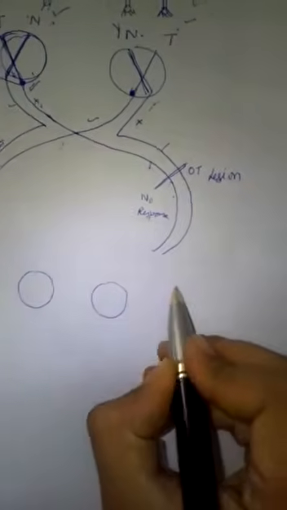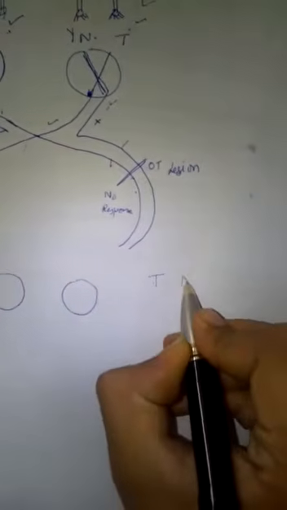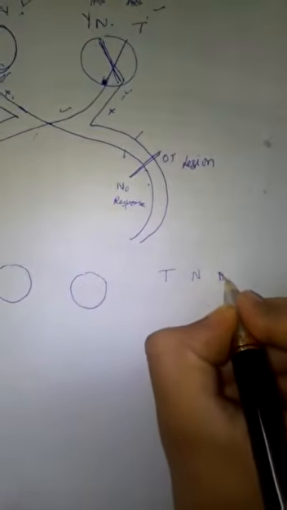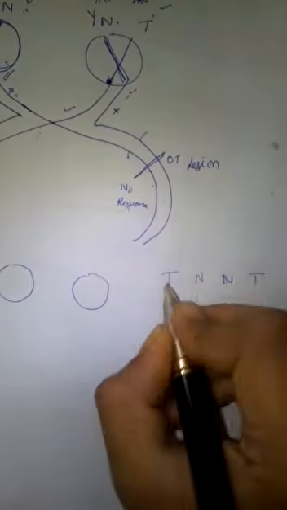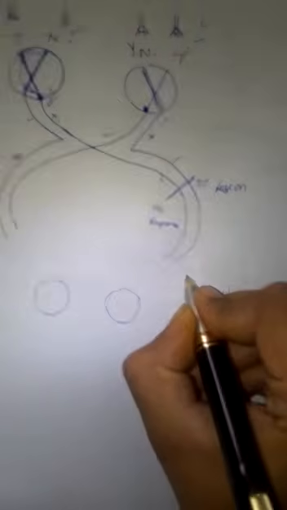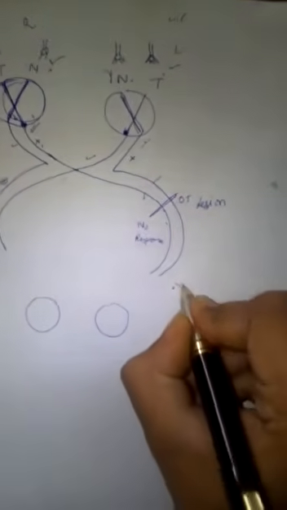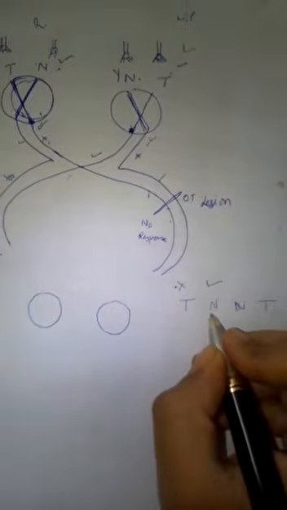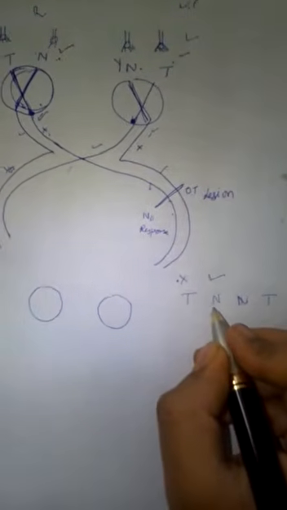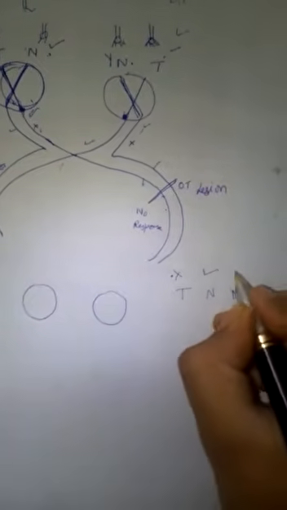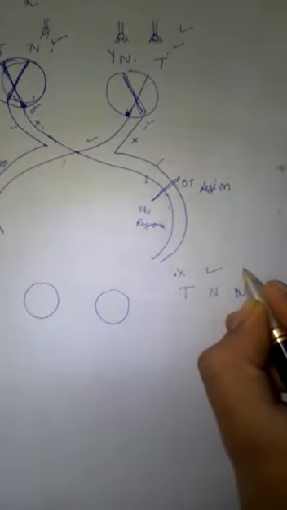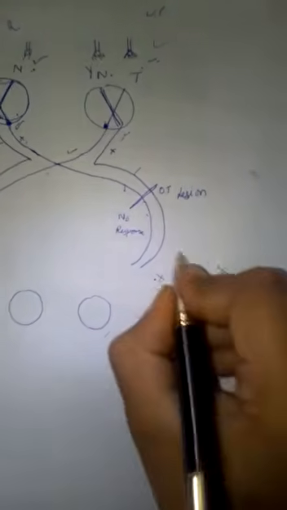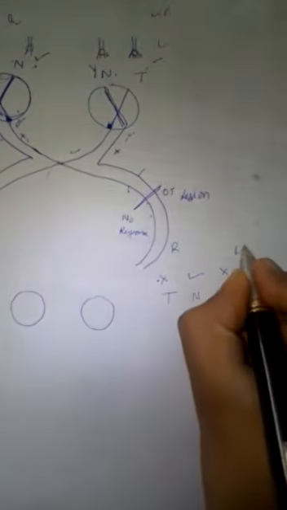So in short I can say that this is temporal, nasal, temporal. So the response would be, there would be no response towards the temporal side, there would be a response towards the nasal side, there would be no response towards the nasal side, and there would be a response towards the temporal side. This is the right eye, this is the left eye.